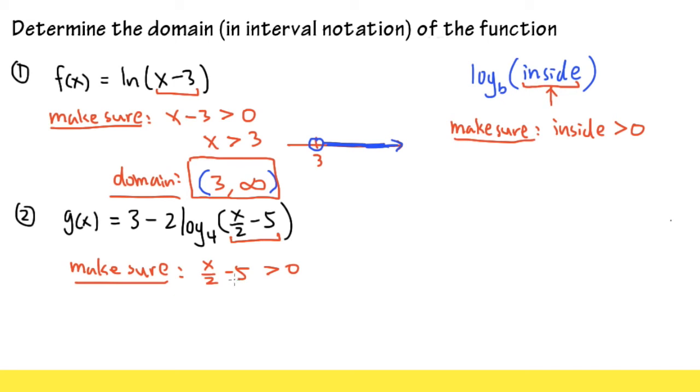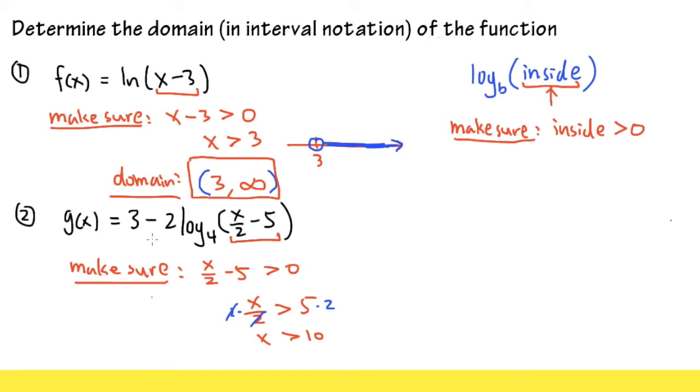To do that, we can add the 5 on both sides. We have x over 2 greater than positive 5. And then we can multiply both sides by 2. Let me just indicate that. Let's multiply by 2 right here, and multiply by 2 right there, so we can get x by itself, and that's x is greater than 2 times 5, which is 10. And then we are done.